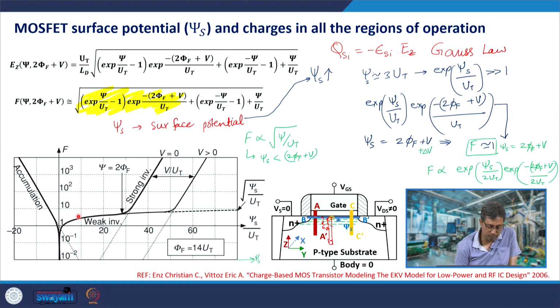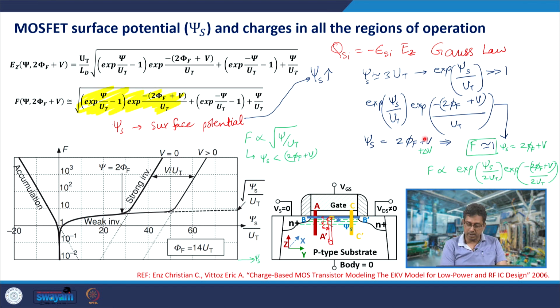And what about the relation here, f versus chi s? There, this is the region where chi s is smaller than 2 phi f plus v, and therefore this term dominates. So, it is just like a square root law. When does this transition take place? This transition takes place after chi s is greater than 2 phi f plus v. So, a kind of threshold exists when chi s is equal to 2 phi f plus v.